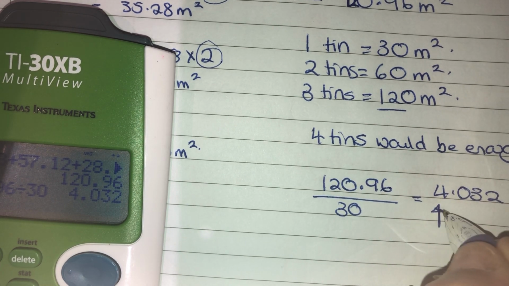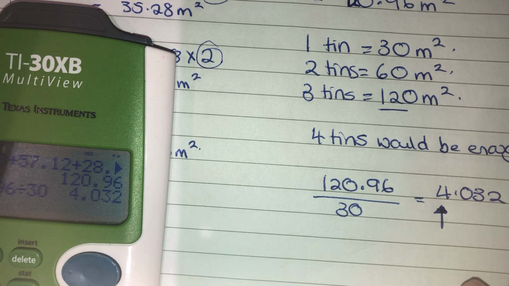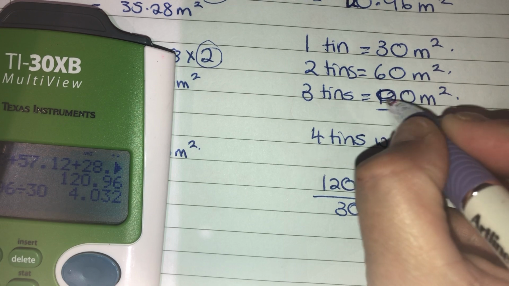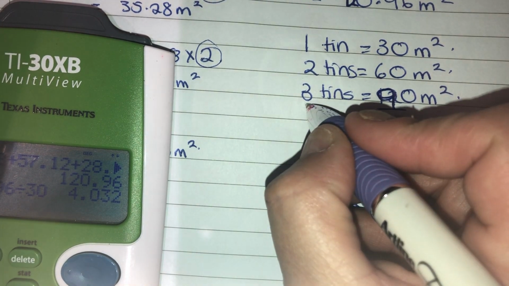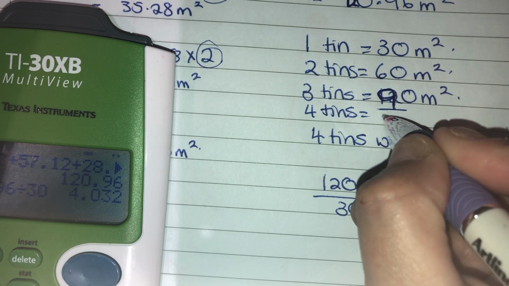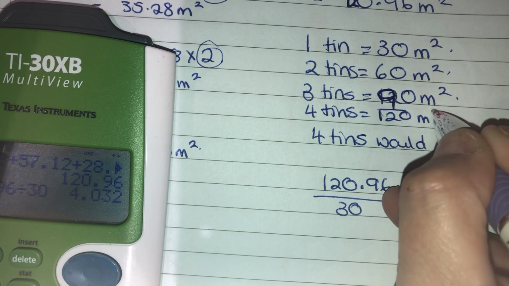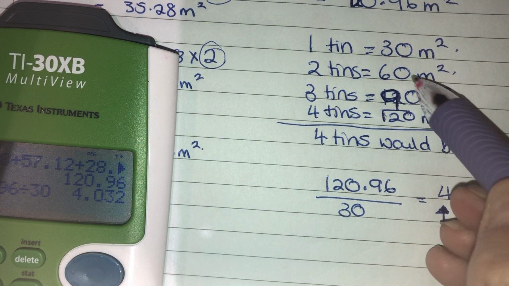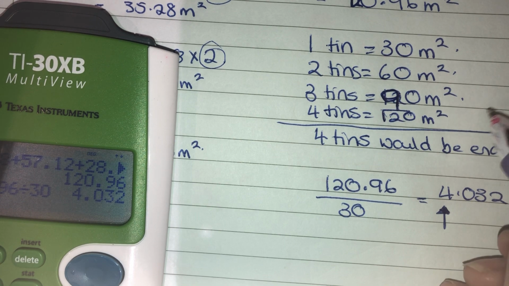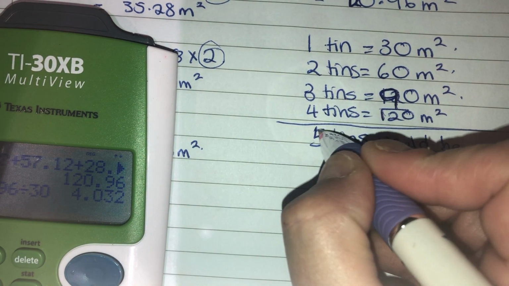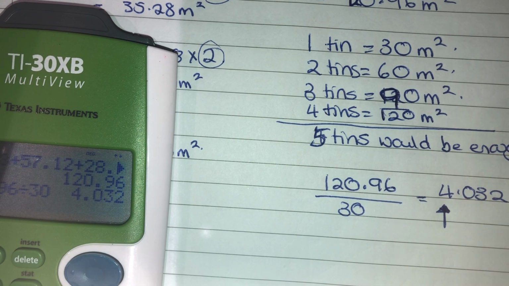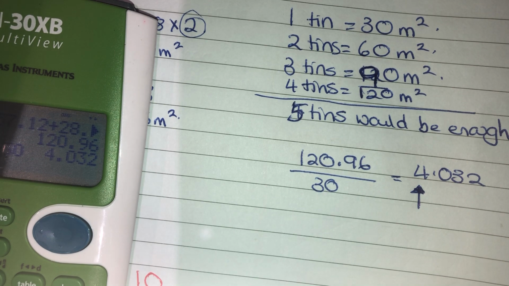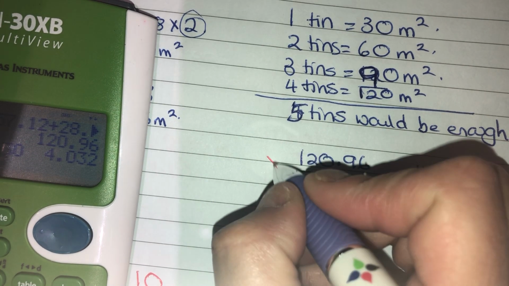and your answer's 4.032, which means 3, 6, I've made a mistake again. So this is 90. 4 tins would be 120. You're all yelling at the video, aren't you? I've added 30, 60, 90, 120. Hopefully you go, why did you jump so far? I don't get it. So this would be 5 tins would be enough. And the reason I worked out that I made that mistake was because I did this bit. So it is probably worth doing both ways. Mistakes all over the place today.